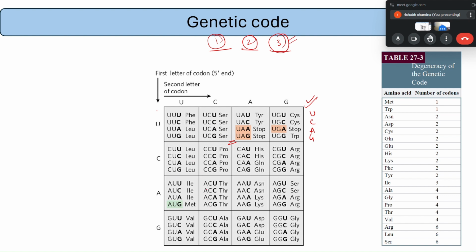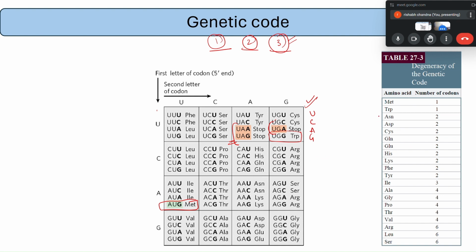So this is the case, and we have three stop codons: UAA, UAG, and UGA. And we have only two codons that code for only one amino acid. One is AUG, that is methionine, and the other one is tryptophan, that is UGG. Okay, the rest we have more than one codon.